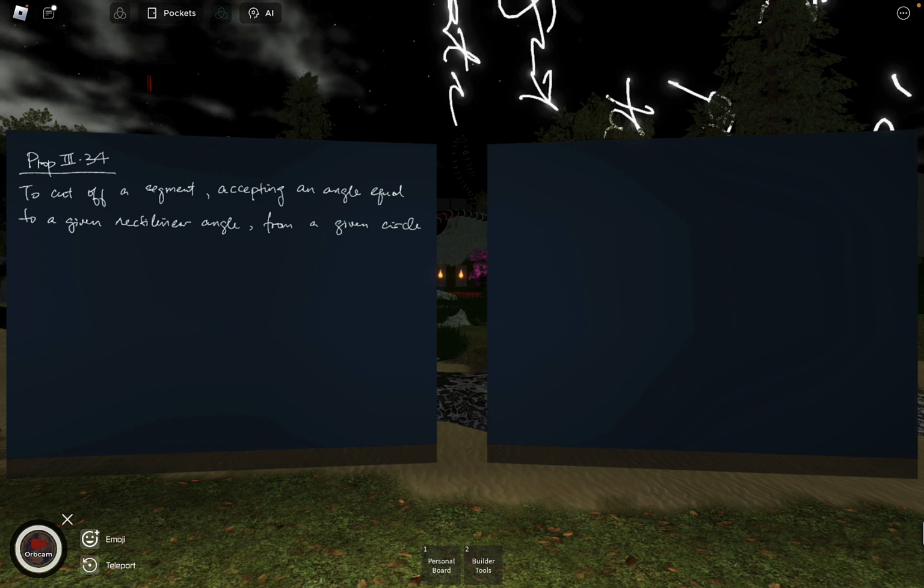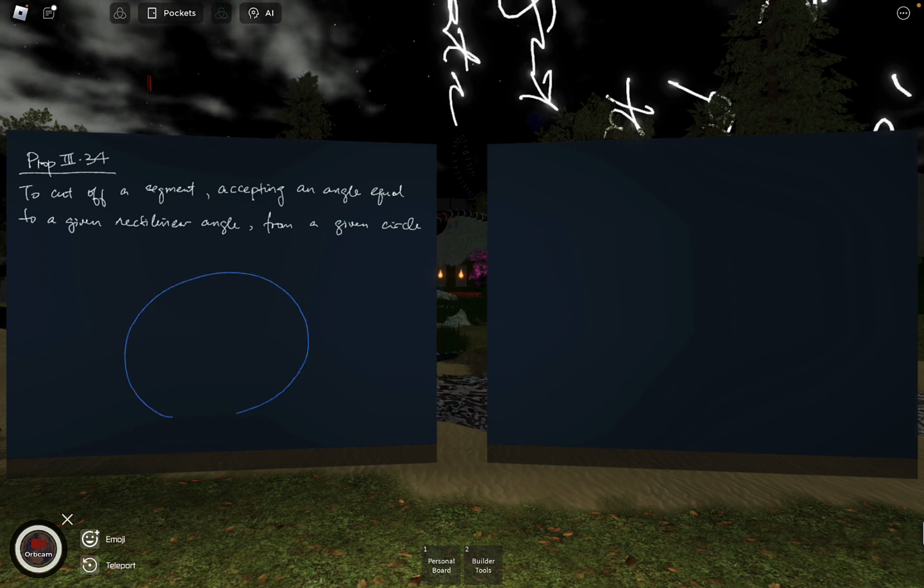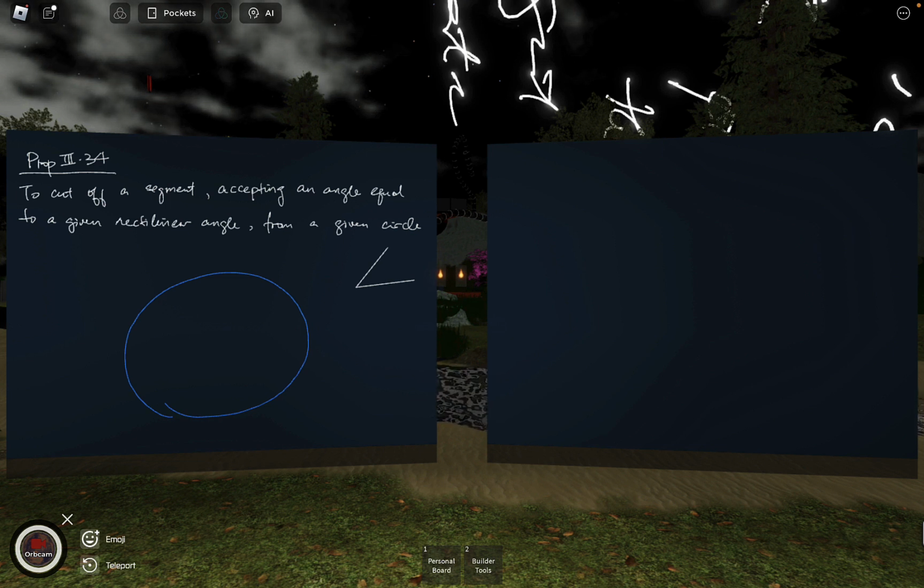Okay, so what do we mean? We're given a circle, so let me draw the circle here. And you're also given an angle just out in space somewhere. The book calls it capital D. I'm going to call it small d, because we usually use capital letters for points, to avoid confusion here.